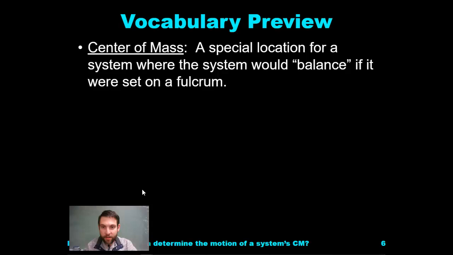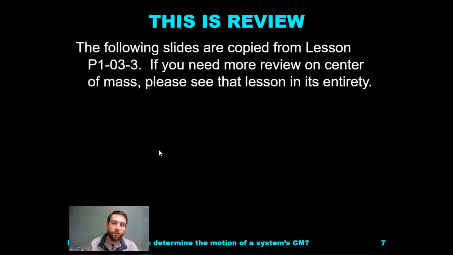Looking at the vocabulary, we have center of mass, which is a special location for a system where the system would balance if it were set on a fulcrum. Fulcrum is also a vocabulary term. Fulcrum is just the pivot point. If you think about a seesaw with a triangle in the middle, it's the little triangle. That's the fulcrum. That's the thing you are balancing on.